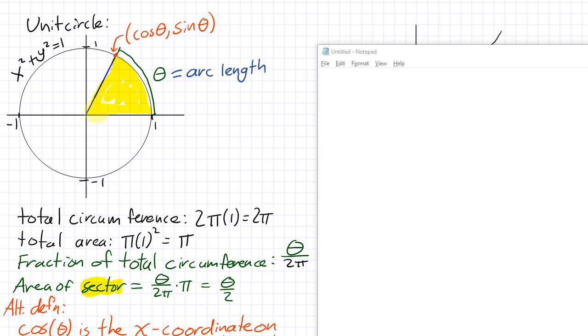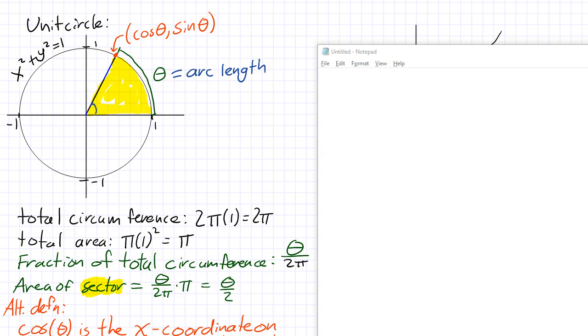That is the arc length that angle subtends in the unit circle. And you know, the total circumference all the way around is 2 pi. But we also know that the total area is pi. So what I want to do is figure out what is the area of the yellow part in there, the sector, in terms of theta. So the total circumference, the total distance around, is 2 pi, but then the total area inside is just pi.